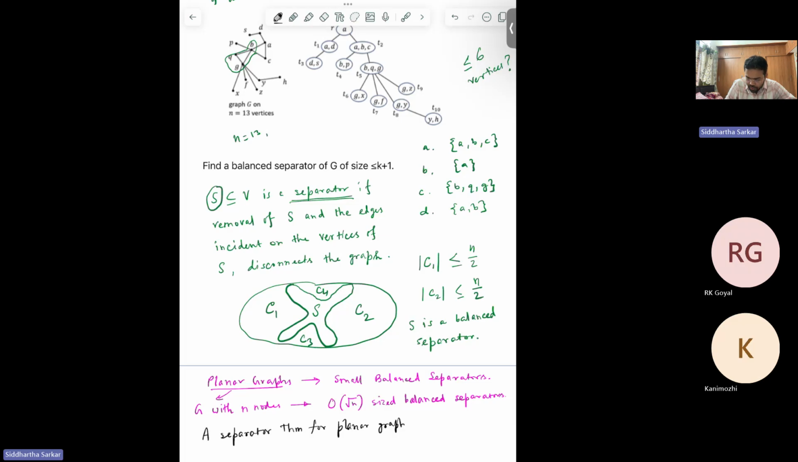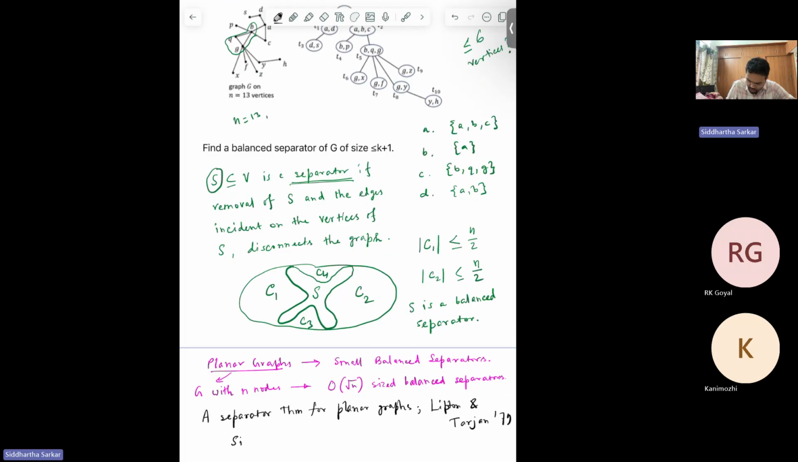So this paper is by Lipton and Tarjan from 1979, and it appeared in the SIAM Journal on Applied Mathematics. This is a very highly cited paper.